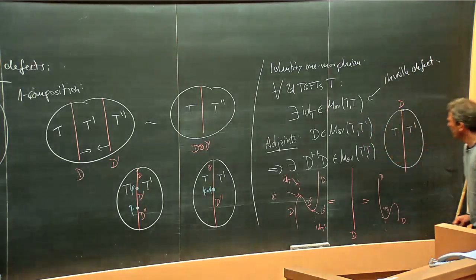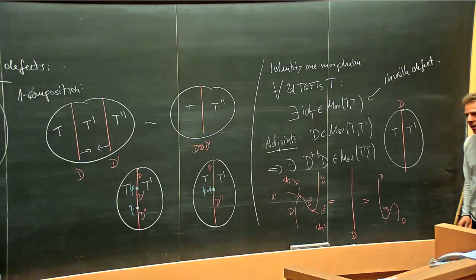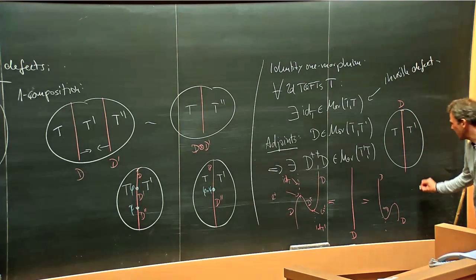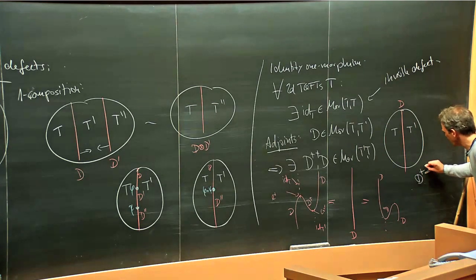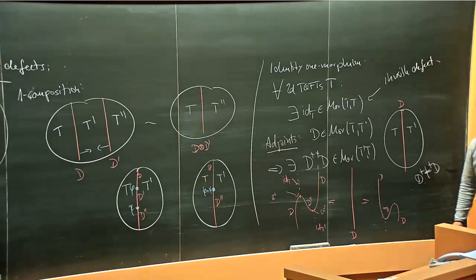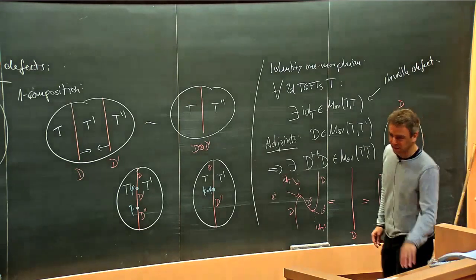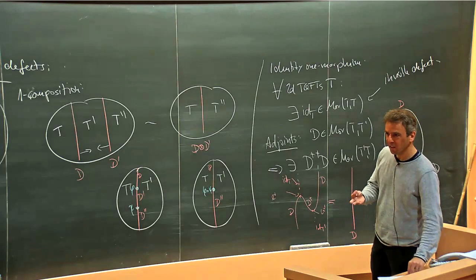In the situation we are dealing with, this is non-pivotal. This means that the right adjoint will not be the same as the left adjoint. So that makes life a little bit more complicated.